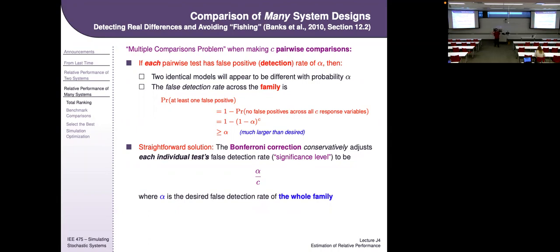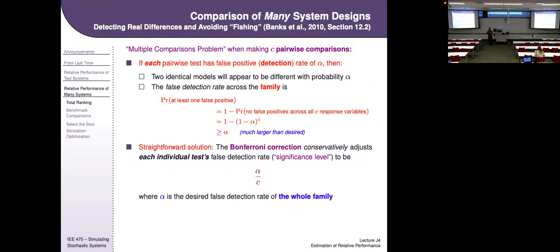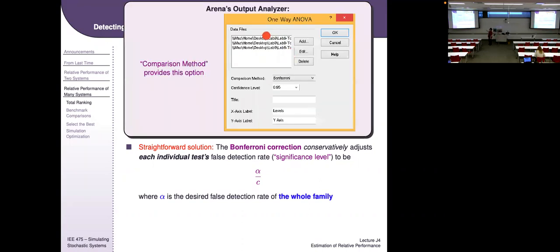But if you have a huge number of comparisons, the alpha for each one of your pairwise comparisons is going to be really low, to the point where you're probably not going to detect the difference. So in ARENA, we can go into one-way ANOVA, pull in 3 data sets, and then we can say, after you've found that there's a difference using your ANOVA, I want you to figure out, rank and select them. Well, how do you want me to do that? Under comparison method, you can select Bonferroni, and it will say, well, I need to do 3 comparisons, or however many comparisons, and it will take whatever your confidence level is and automatically apply the right correction.